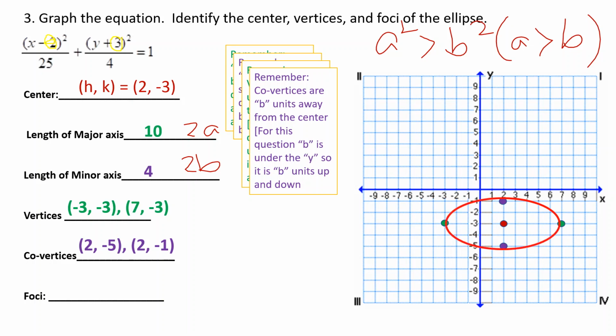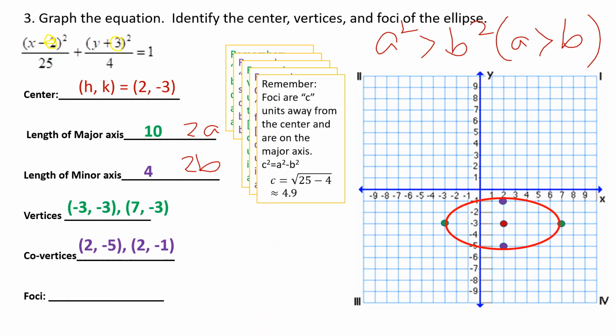And now I can graph the ellipse with the vertices and the co-vertices, and I still need to find the foci. The foci are c units from the center. Now, to find c, there's an equation that I have to use. c squared is equal to a squared minus b squared. So c is the square root of 21, which is about 4.9.